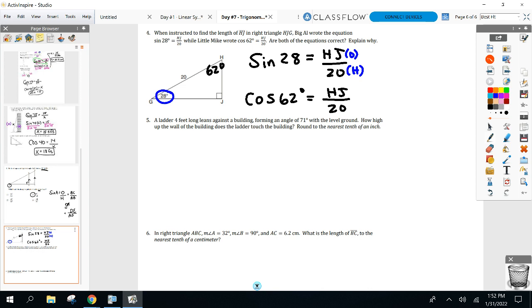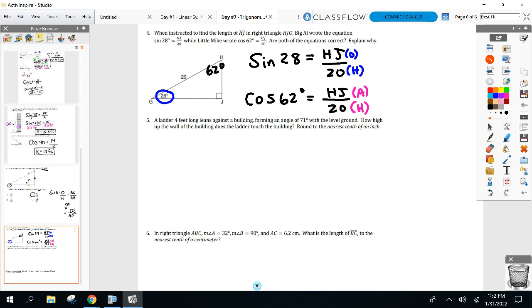Cosine. Adjacent. What's adjacent to 62? HJ. So that's correct. Over hypotenuse, which is still 20. So A over H. Both of them are correct. Everyone see why? Yeah, two different ways. Just went from two different angles instead.